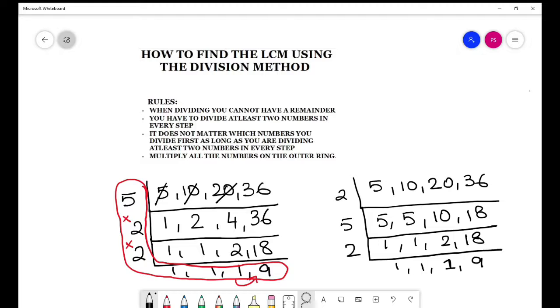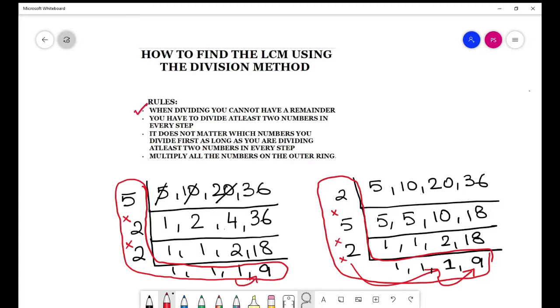And notice that I cannot go any further, which means that's the end, and I have to take the numbers in the bottom and the numbers on the side, which forms this outer ring, and I multiply them. 2 times 5, 10, 10 times 2, 20, 20 times 1 is 20, finally 20 times 9 is 180. And I get the same answer, regardless of what number I start dividing by, as long as I am following these 4 rules.